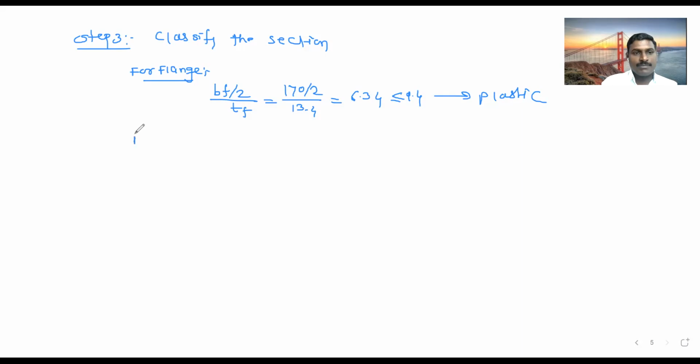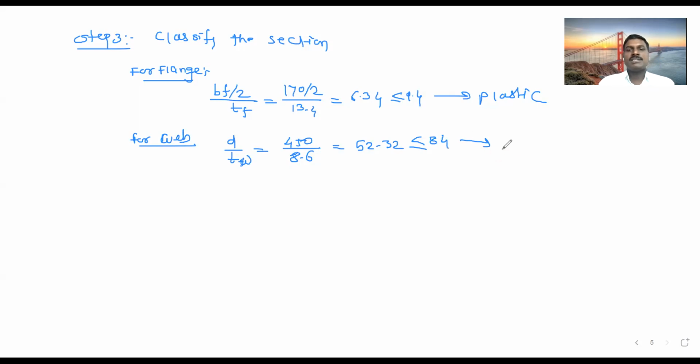Okay, so for flange, now the classification for web. Flange is 4. So D divided by TW. D is 450 divided by TW, which is 8.6. So how much is this? 52.32. It means it is less than or equal to, see the classification for web, 84. It means which classification is there? Plastic.